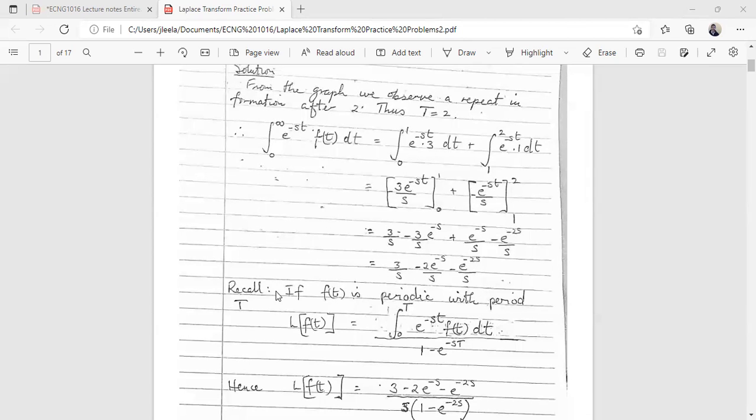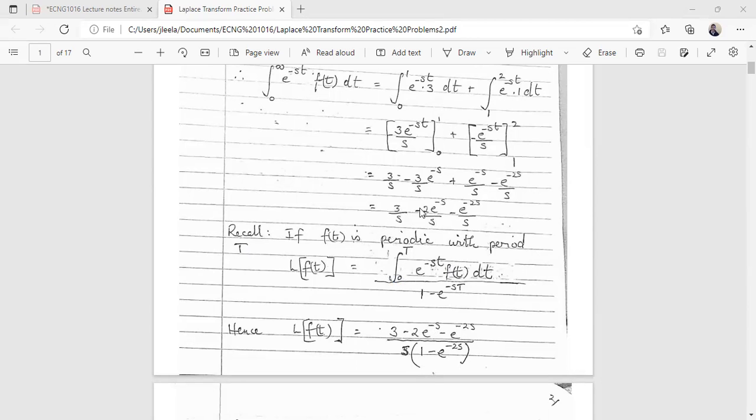Right? And then we recall, if f(t) is periodic with period T, the Laplace transform would be the integral between 0 and the period T of e to the minus st f(t) dt, over 1 minus e to the minus sT.